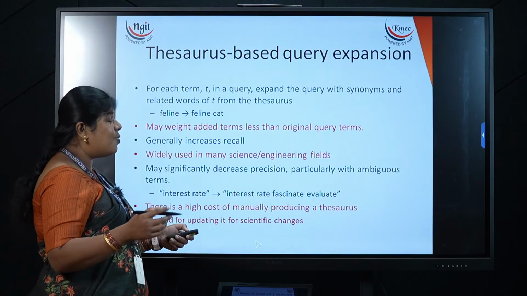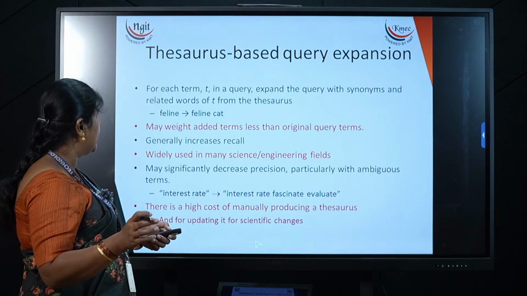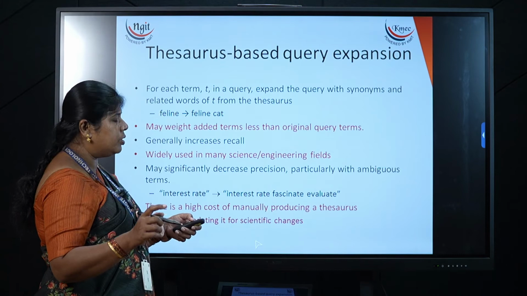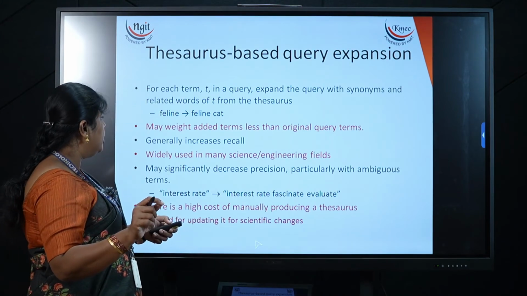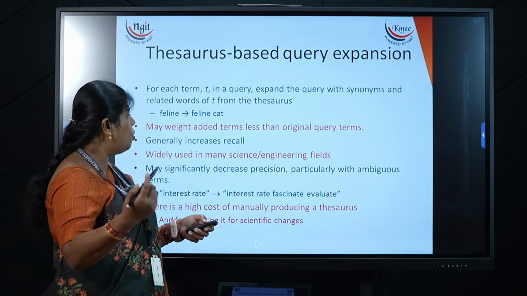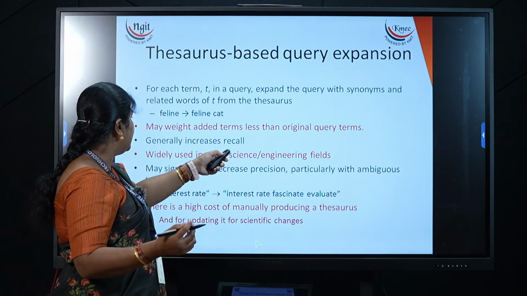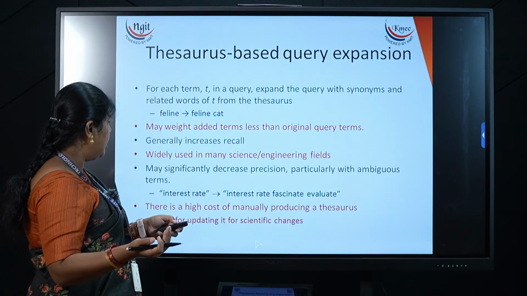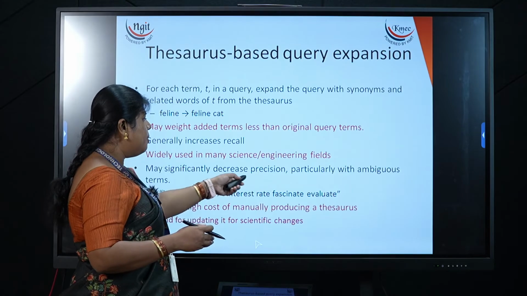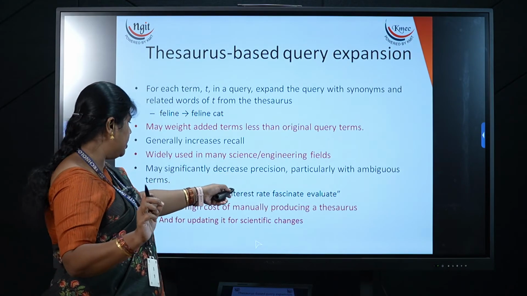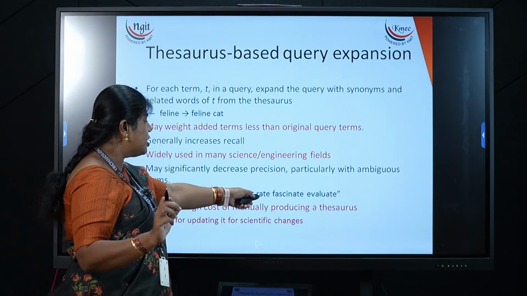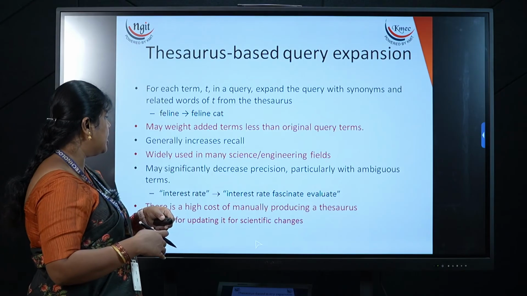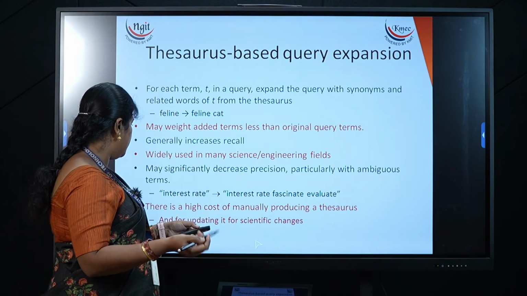Now, what is the use of thesauri-based query expansion? Meaning, how are we performing it? The thesaurus gives me the synonym words, and it may add weight to the original query. It is widely used; it is increasing my recall and decreasing my precision when there are ambiguous terms, like interest rate, facilitate, evaluate. So, recall is increased, but precision is decreased if you have ambiguity in terms.